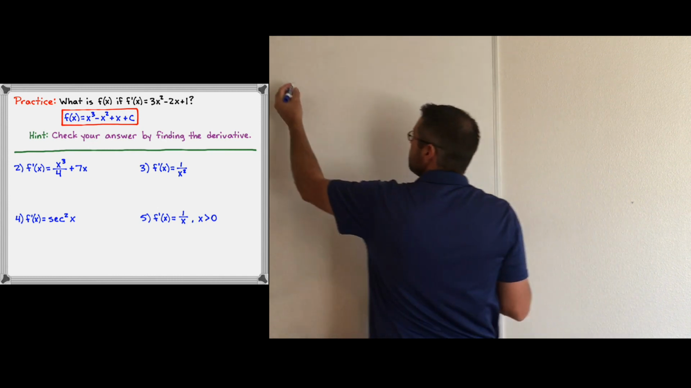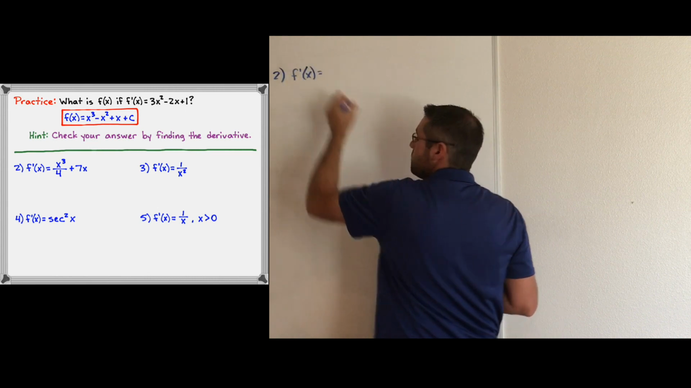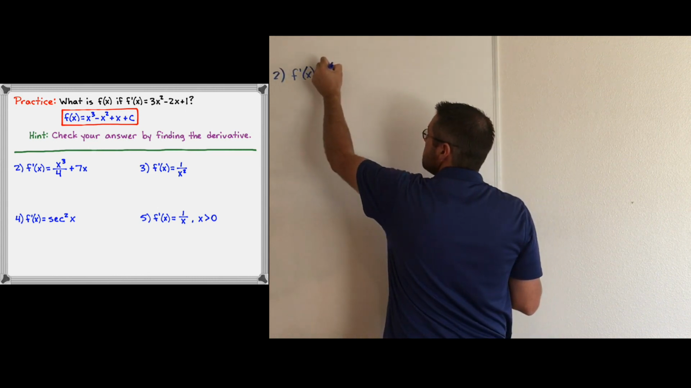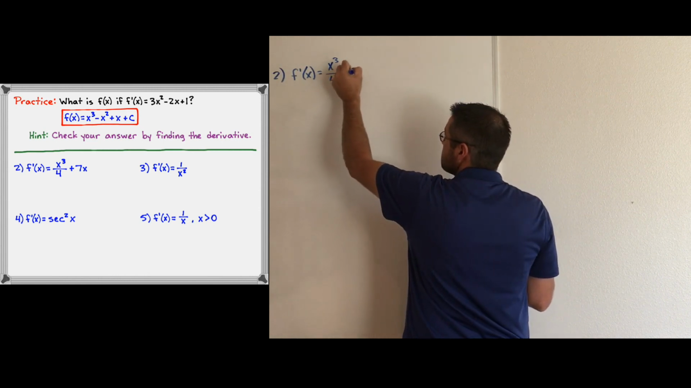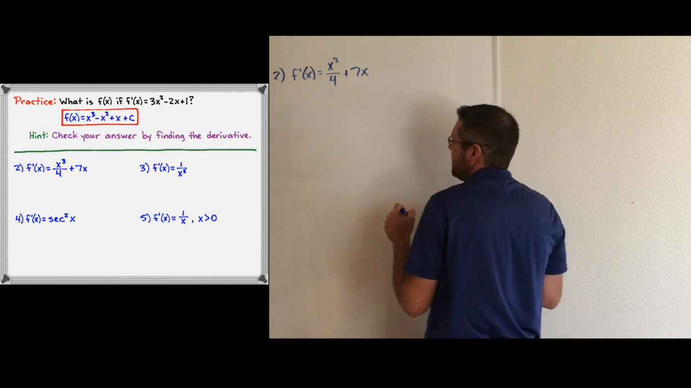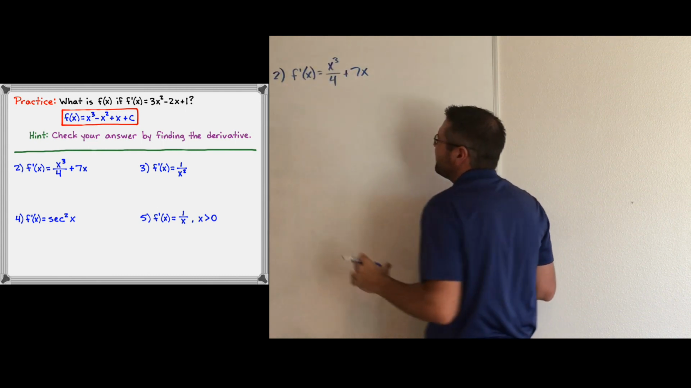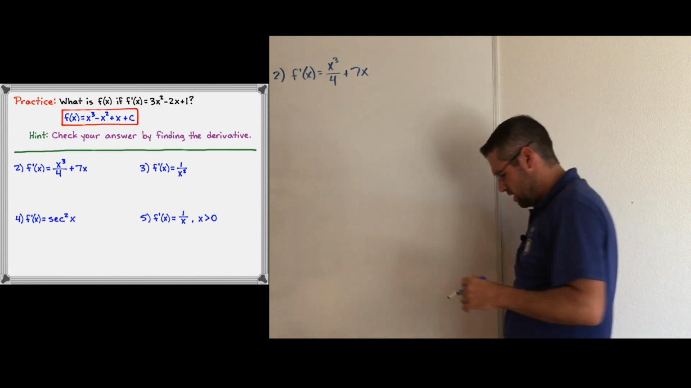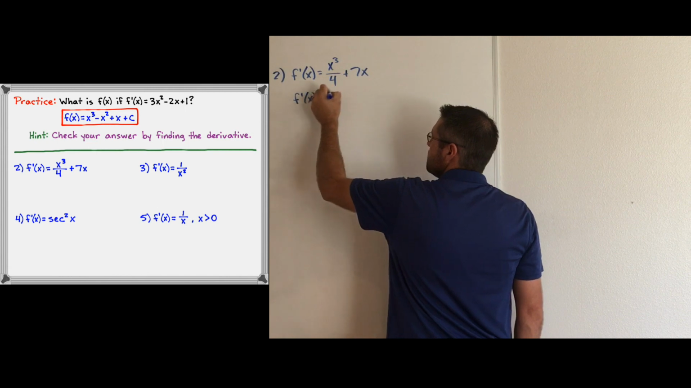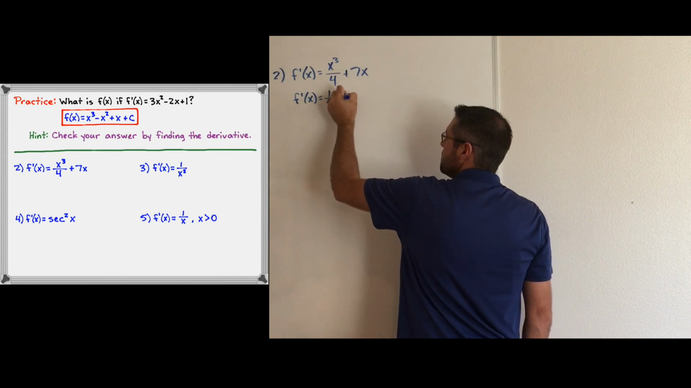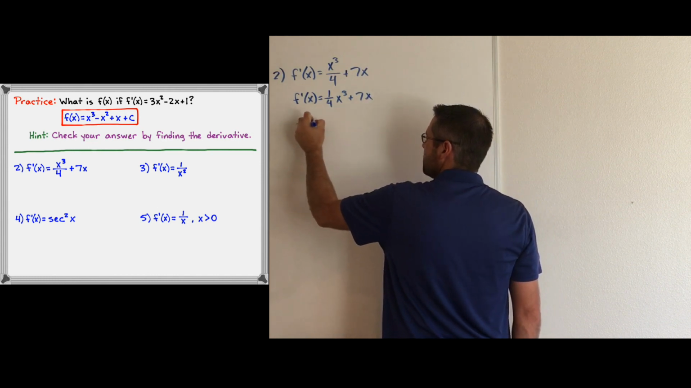So for number 2, it says f prime of x is equal to x cubed over 4 plus 7x. Well, if I'm taking the antiderivative of this, I don't like this idea of a quotient. I don't know how to undo a quotient. So I'm going to rewrite this so that there's a coefficient out front. So the first thing I'm going to do is rewrite this as 1 over 4 x cubed plus 7x. Now I can take that antiderivative easier.